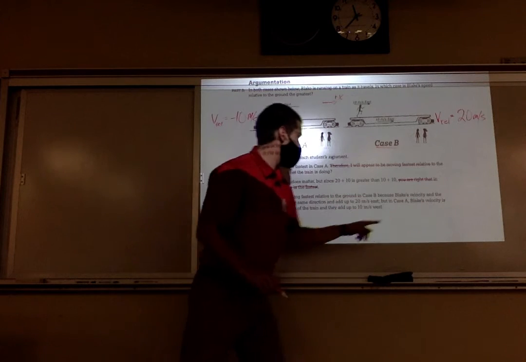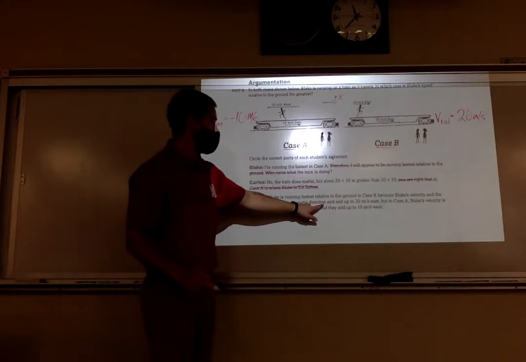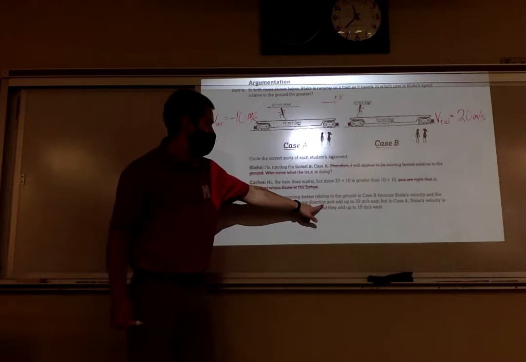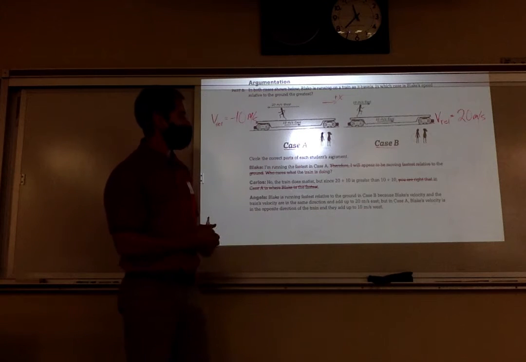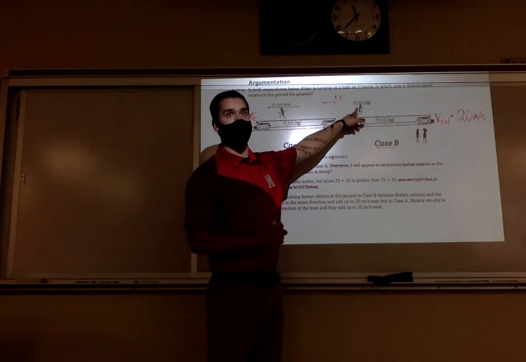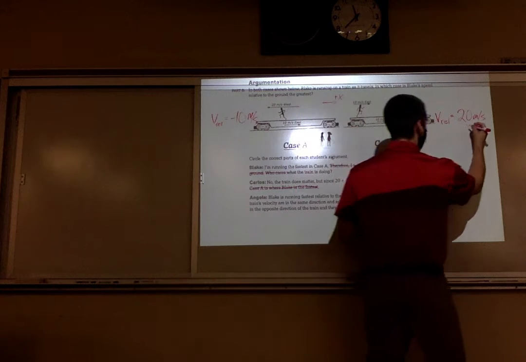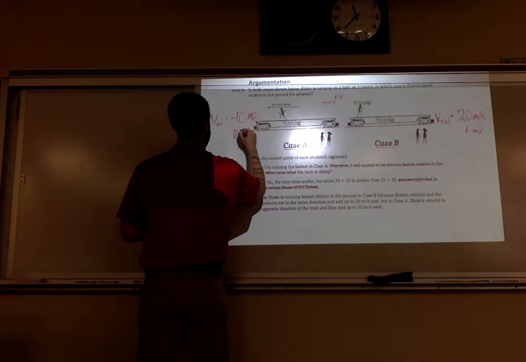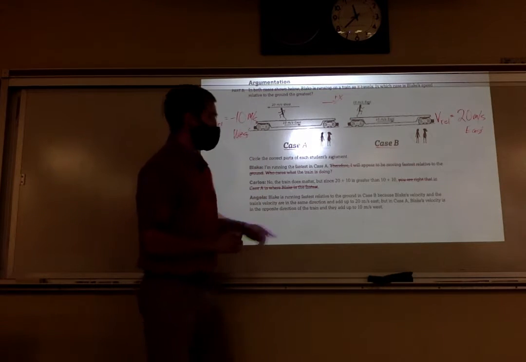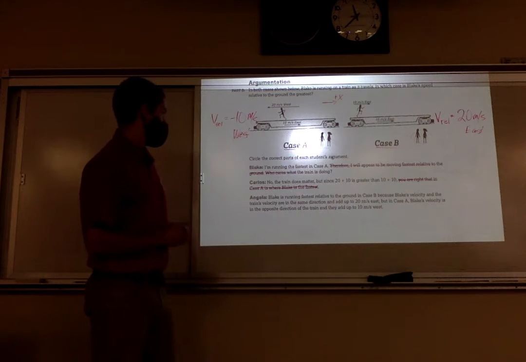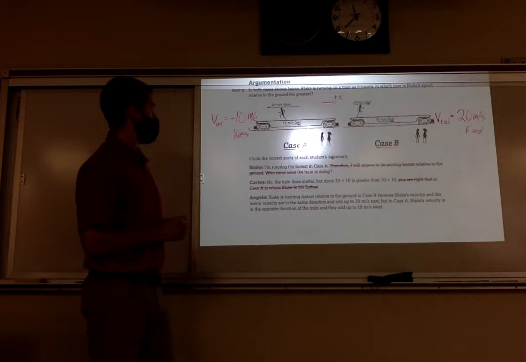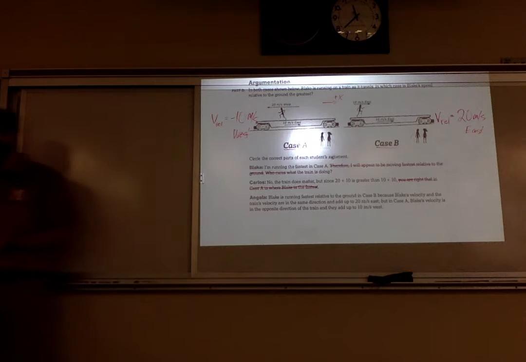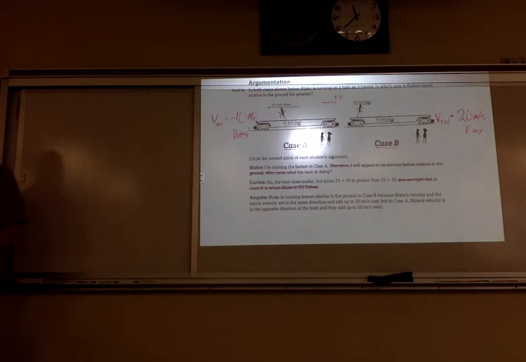Her reason is, because Blake's velocity and the train's velocity are in the same direction, that's true. Angela's still correct. She hasn't said anything wrong. And they add up to 20 meters per second east. She's still right. Whoops, west. But in case A, Blake's velocity is the opposite direction of the train, and they add up to 10 meters per second west. We got the same thing, right? So wouldn't we agree with everything that Angela says? Yeah.